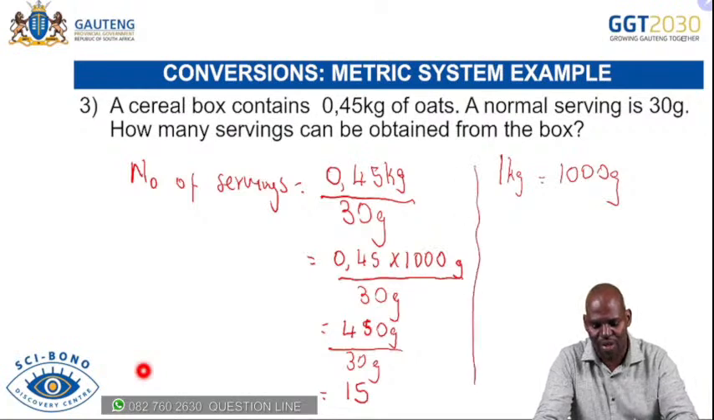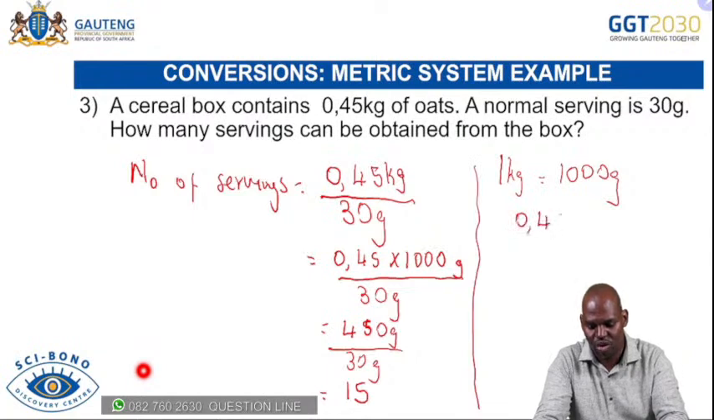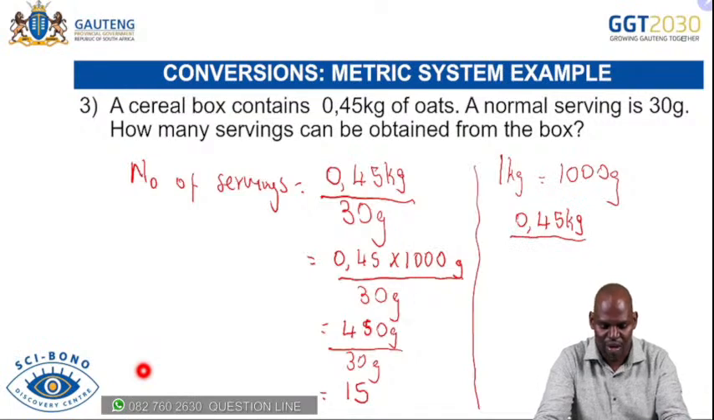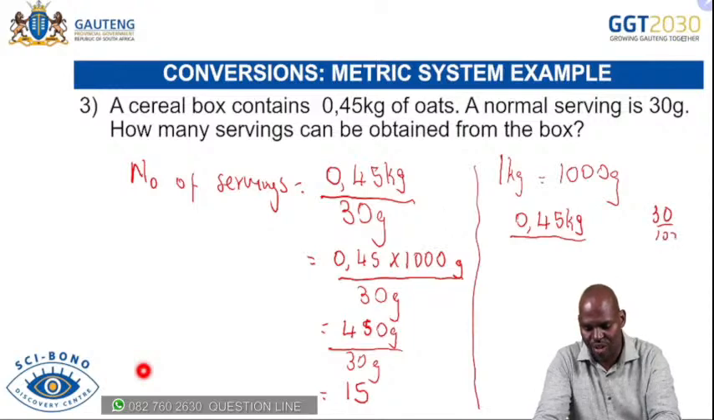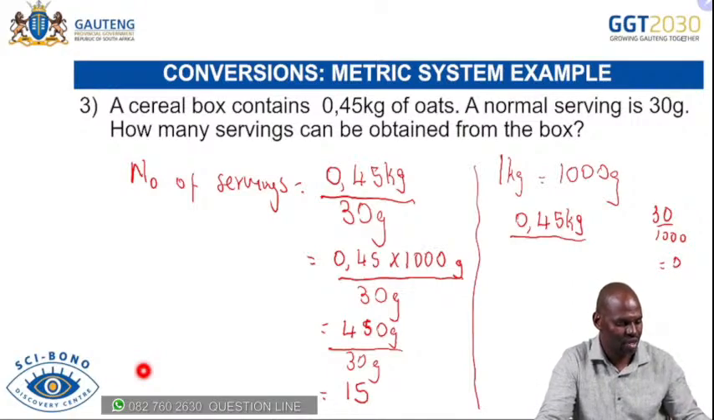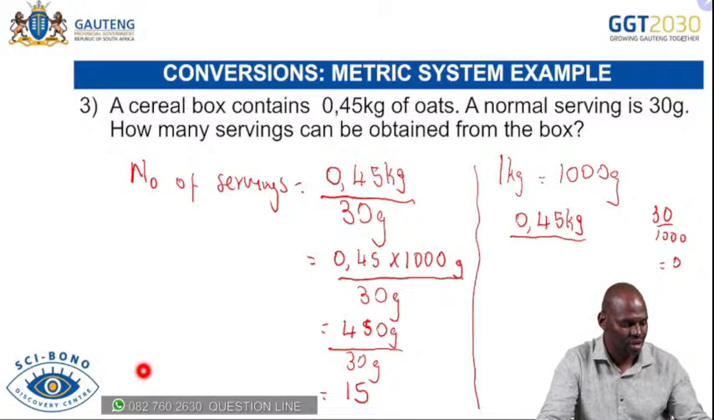But what if you decide to convert the one at the bottom? It means you keep the one at the top, 0.45 kilograms over. If you convert grams to kilograms, you're going to divide. So you take 30 and divide it by 1,000. Just check it on your calculator, you get 0.03.